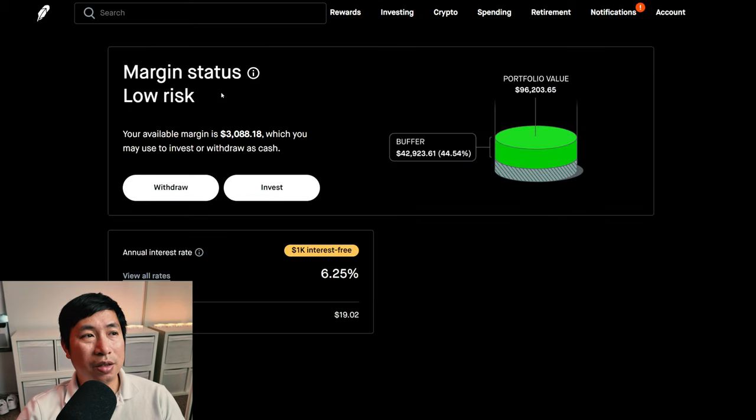My margin status is low risk. My buffer is $42,923.61. My annual interest rate is 6.25%. The daily interest that I am paying is $19.02. And I am borrowing $1,000 interest free.